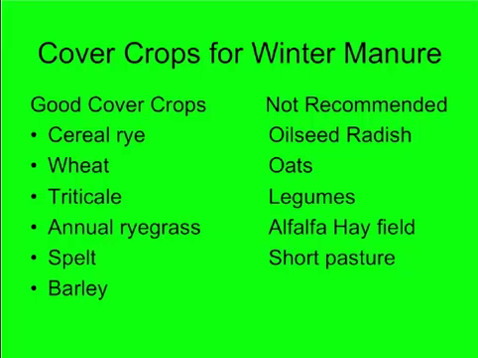And so here's what we're recommending. Cover crops for winter manure. The good cover crops would be cereal rye, wheat, triticale, annual ryegrass, spelts, and barley. We're not recommending the oilseed radish because they don't live throughout the winter, nor do the oats. Legumes are not recommended because they have a taproot. Hay fields, we've had some problems with preferential flow. That's manure getting down into tile lines through the macropores. And we're not recommending the short pastures because they don't have enough roots to absorb the nutrients.